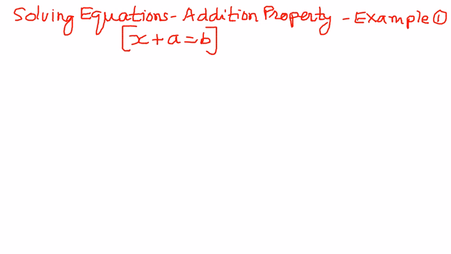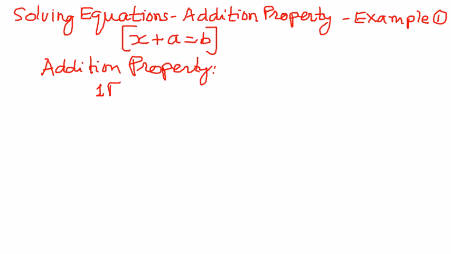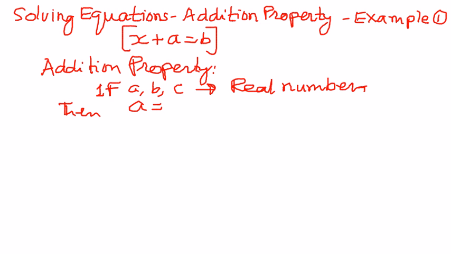Okay. So what is the addition property? Let us write this down. The addition property is telling us, for all real numbers a, b, and c, if a, b, and c are all real numbers, then a is equal to b if and only if a plus c is equal to b plus c. So that is the way we can write this addition property.